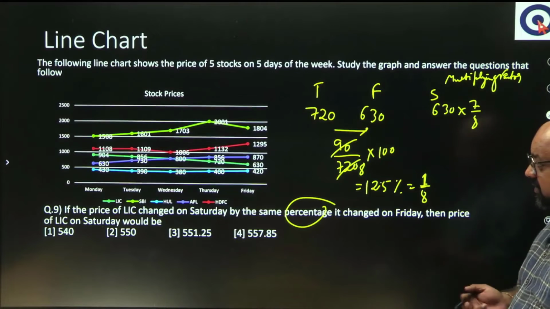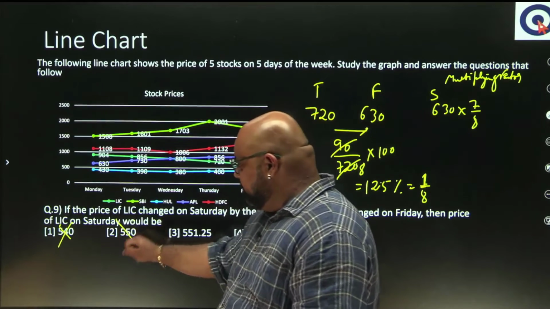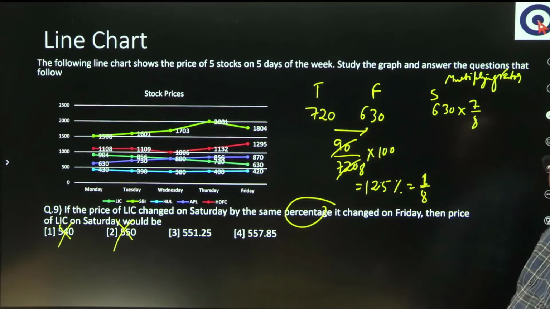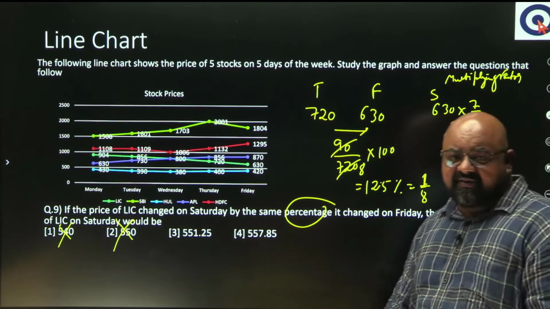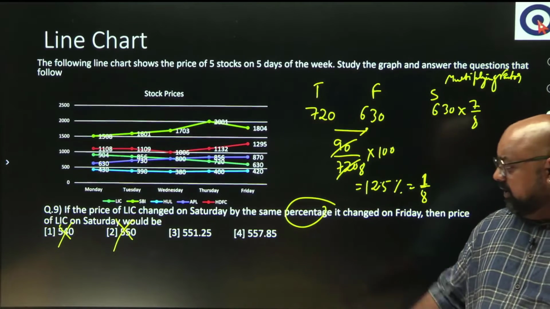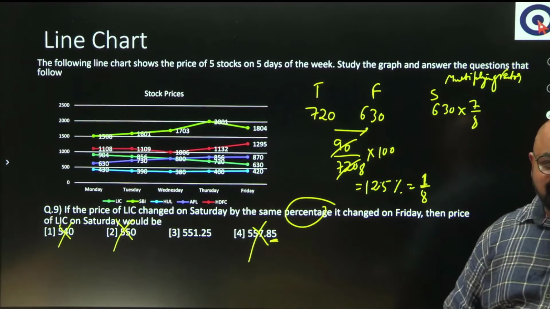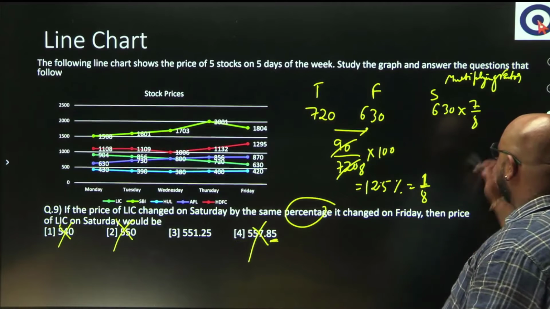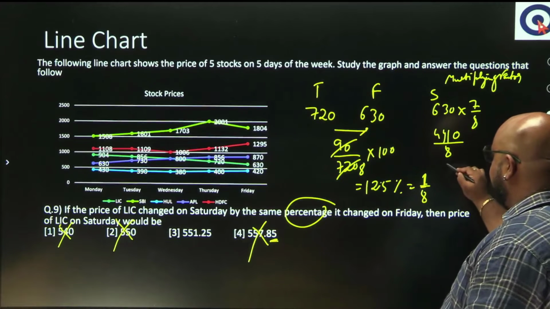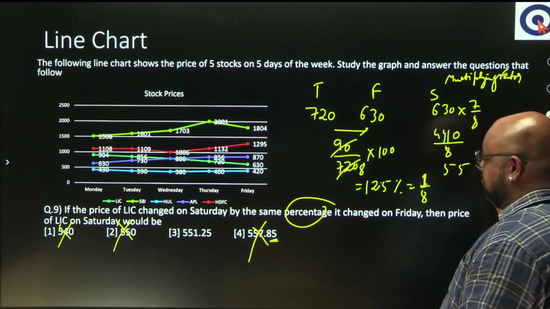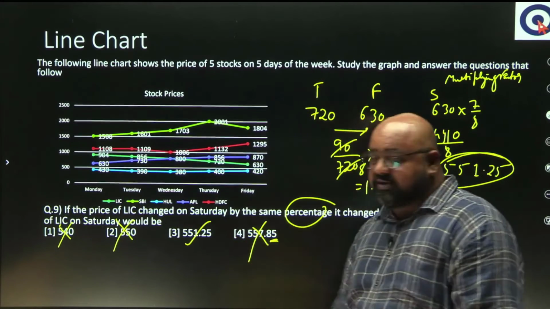It will not obviously be a value that is a natural number, because 630 is not divisible by 8, and if you divide something by 8, the fraction parts can be 0.125, 0.25, 0.375 and so on, right? 0.85 cannot be the fractional part when you divide something by 8. So the answer should be 551.25. Let's see if I'm able to do this. 630 into 7 is 4410. Divide by 8. 8 5s are 40, 8 1s are 8, 2, 0, 0.25. Yes. So did not have to really calculate, because 630 is not divisible by 8.